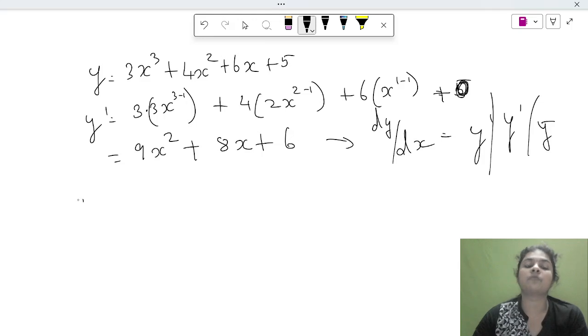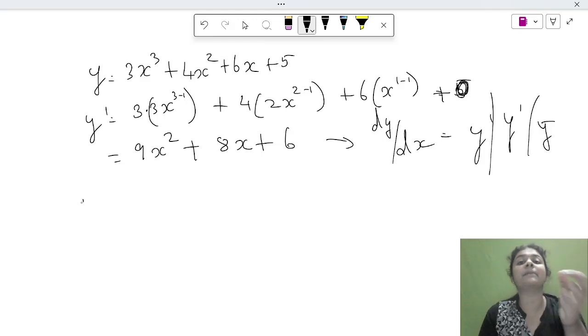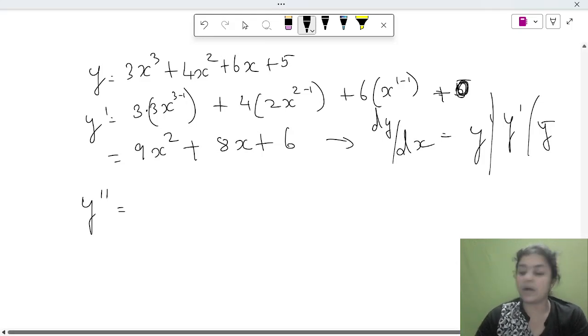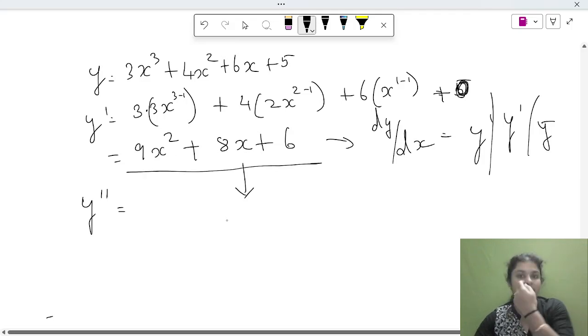Now, for maximum and minimum points of x, they will ask you the question, find the maximum and minimum value of x. For that, we are going to do double differentiation. What is double differentiation? You are going to differentiate this equation again. So let us differentiate it.